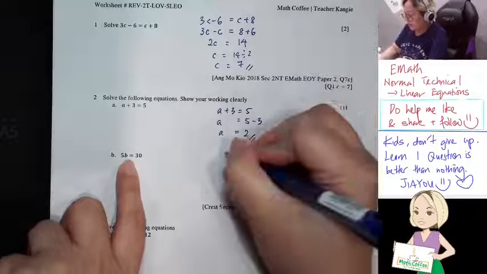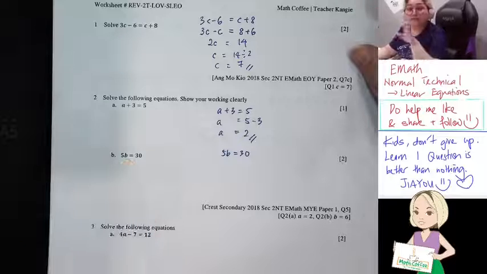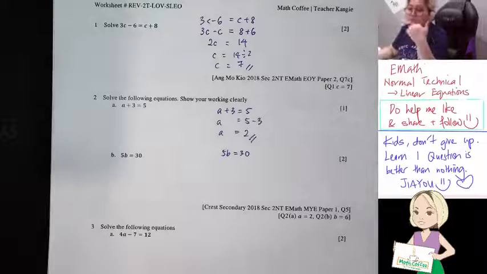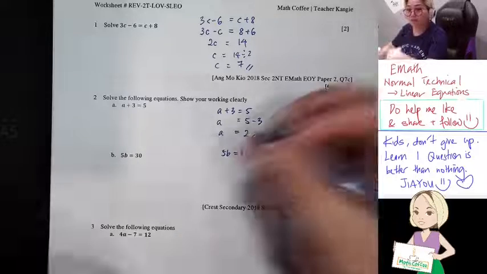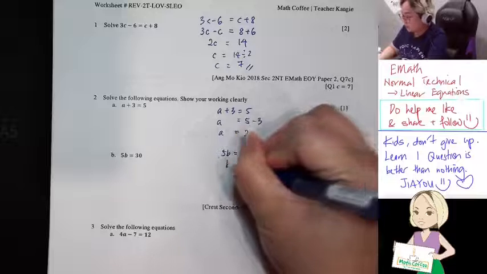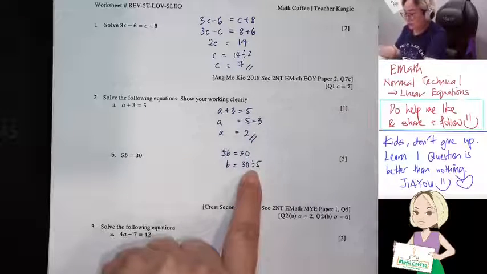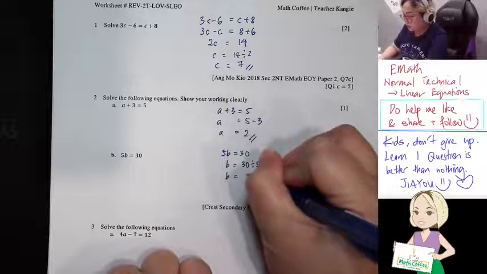This one, 5B equals to 30. So like I said, like 5 boy equals to 30, right? 5 boy. So in other words, it's like 5 unit is 30. You want to find 1 unit. So 1B, well, of course we don't need to write 1. So B is equals to 30 divided by 5. And of course this one we can press calculator. So B is equals to 6.